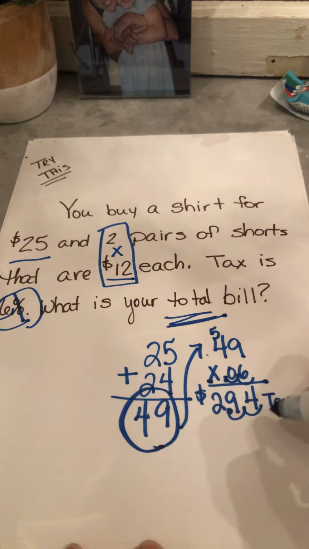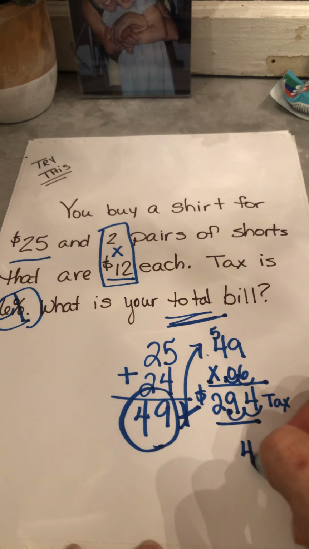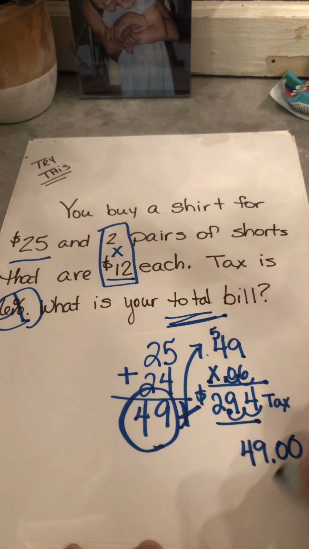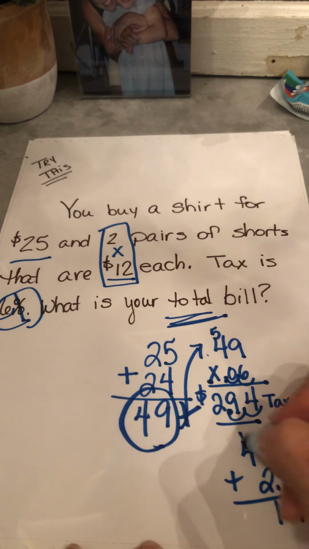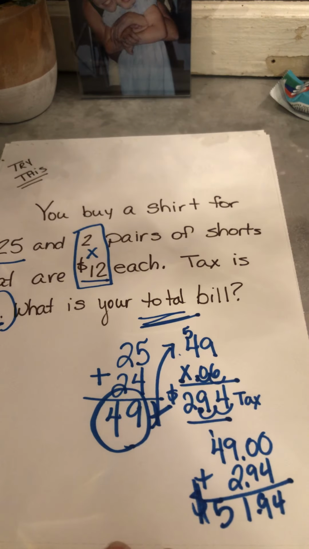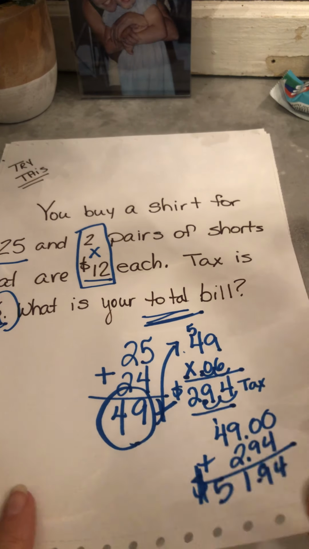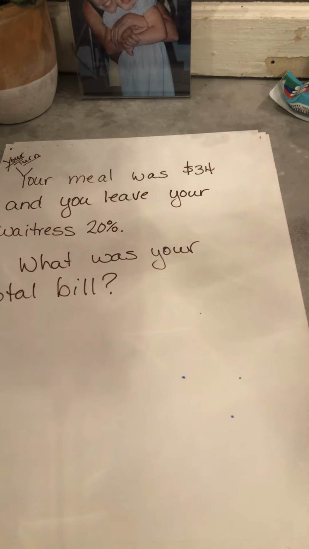So I'm going to take this 49. I'm going to add the $2.94 to it. So $49 plus $2.94. I find out my total bill is $51.94. That's how much I'm going to pay for my shirt and 2 shorts.